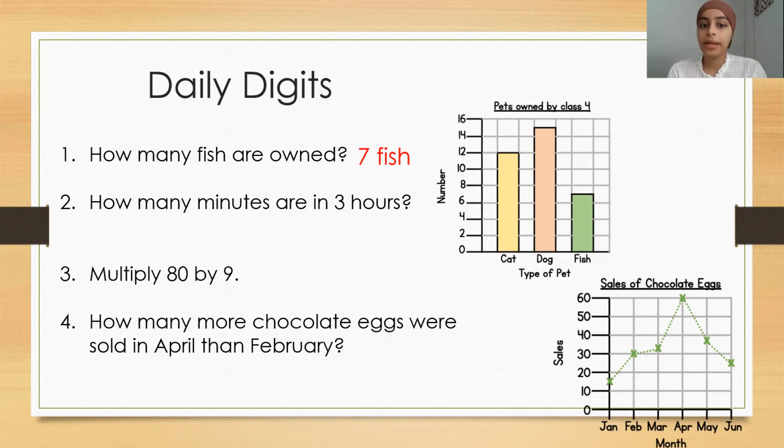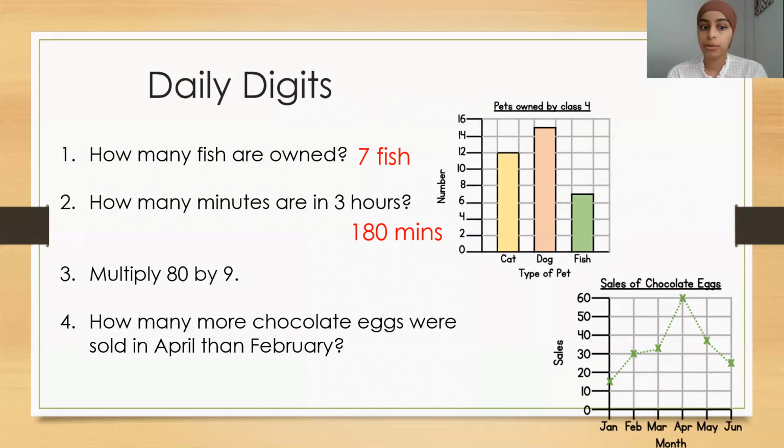Number 2, how many minutes are in 3 hours? Because we are in year 4, we should know that 1 hour is made up of 60 minutes. So to find 3 hours, we would need to do 60 multiplied by 3. A good trick to help with these sorts of questions is using your derived facts. If I know that 6 multiplied by 3 is 18, then 60, which is 10 times bigger, multiplied by 3 would be 180 minutes.